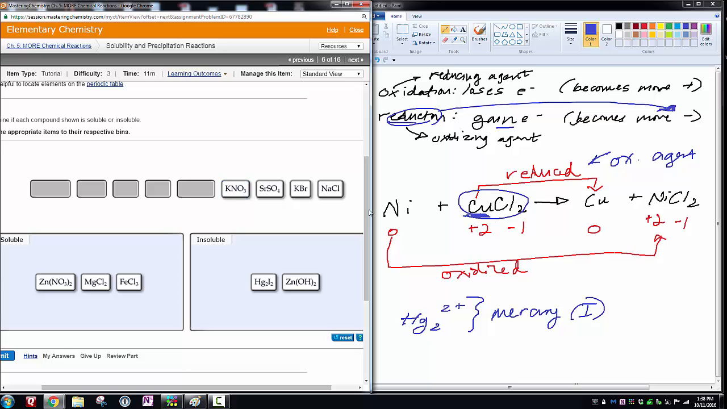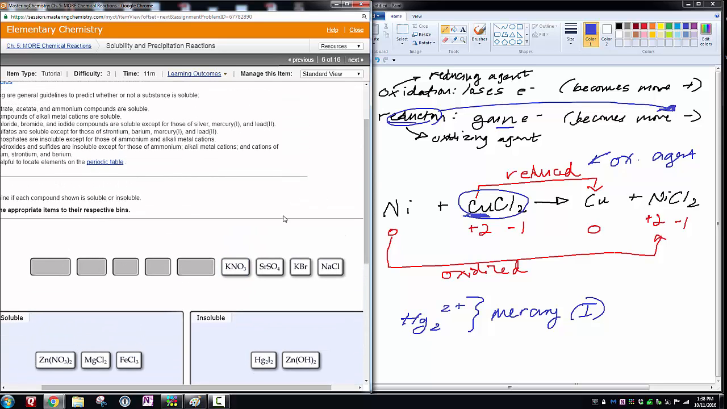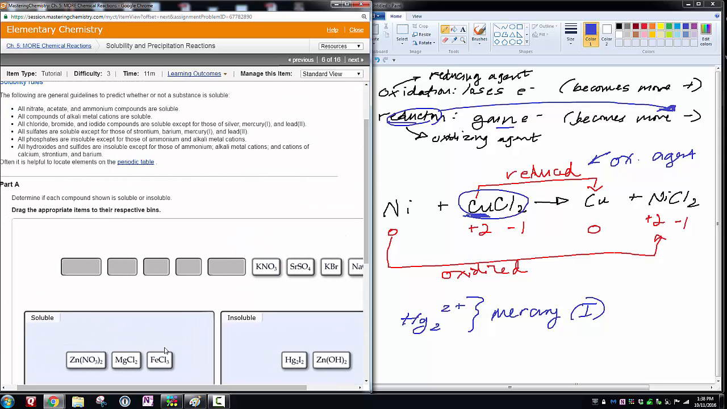Potassium nitrate. Rule number 1. Nitrates are soluble, so we're going to stick this in a soluble pile. Strontium sulfate. Sulfates are soluble unless you're with strontium. Okay, so insoluble. KBr, alkali metal cations, potassium, always soluble.